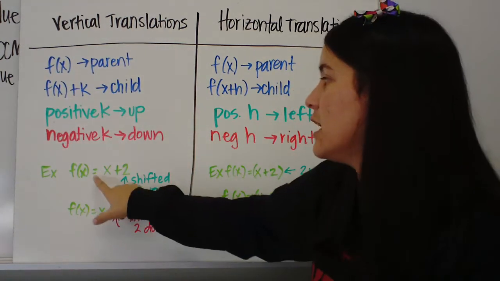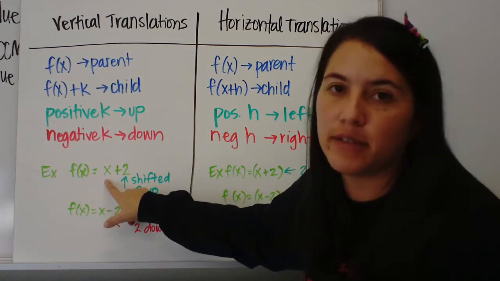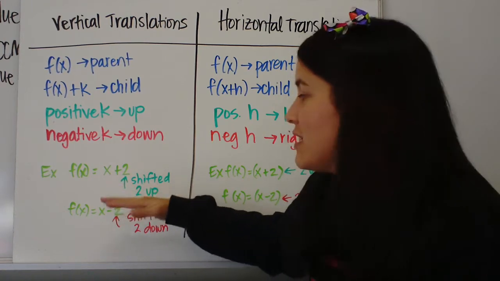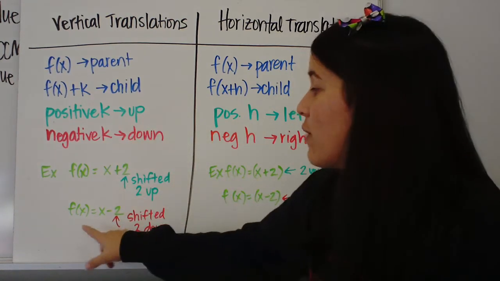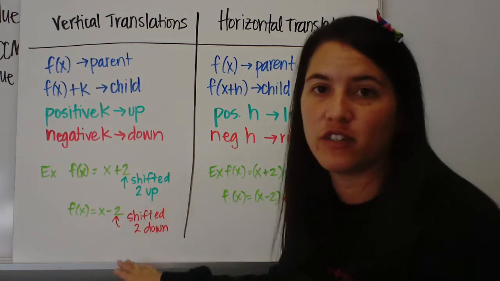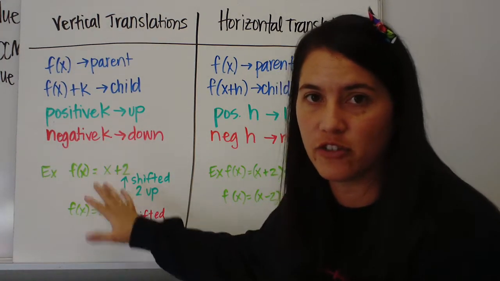So here's an example. If you had a function, f of x is x plus 2. That plus 2 means it's going to be shifted up. If you have x minus 2, that means it's going to be shifted down. So that's a vertical translation.